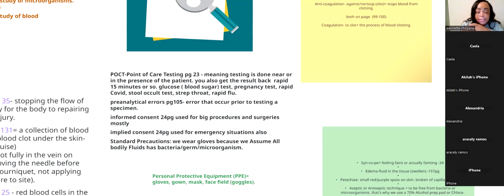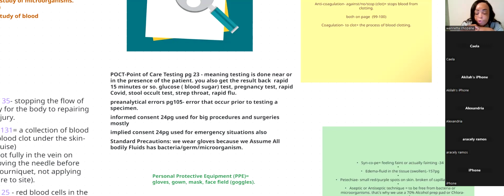In your book, it is explained on page 105. Errors that occur prior to testing a specimen are called pre-analytical errors. Careful phlebotomists can avoid these errors most of the time. Misidentification of a patient or a specimen is one of the most common errors in phlebotomy. It is also one of the most dangerous.